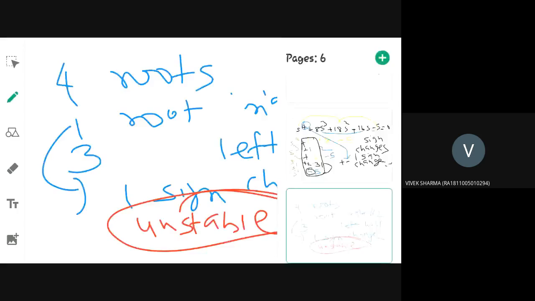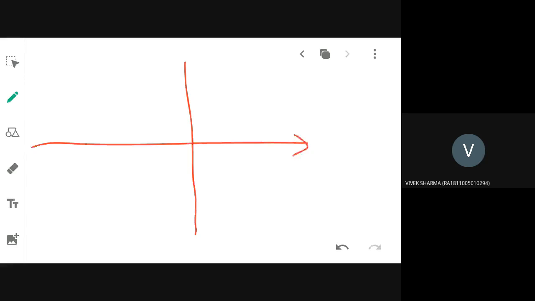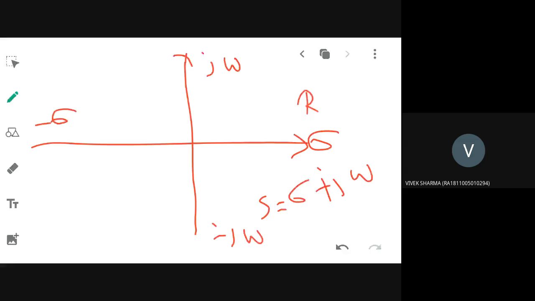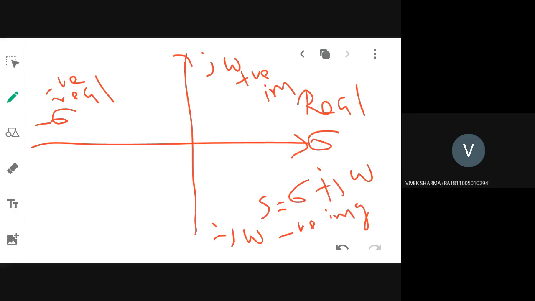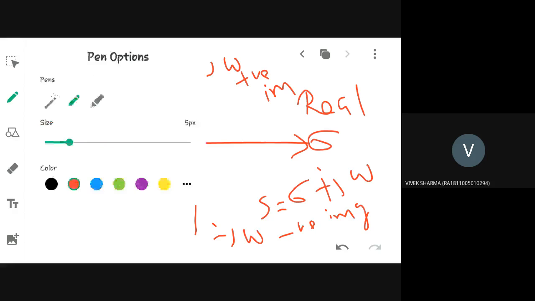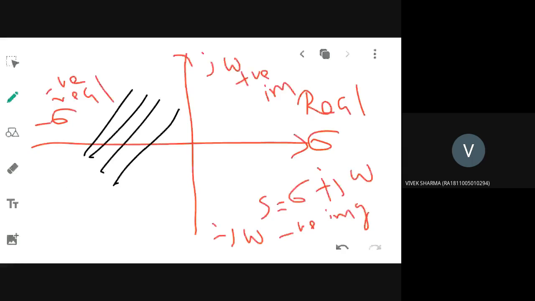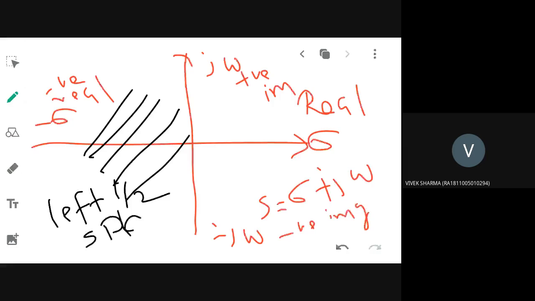Okay. So this is your S plane. S is actually equivalent to sigma plus j omega. This is real, this is plus j omega, this is minus j omega. This is real part, this is negative real. This is positive imaginary. Here you will be having negative imaginary. And I think I have already told you in the first class, this portion is your left half of the S plane. This portion is your right half.